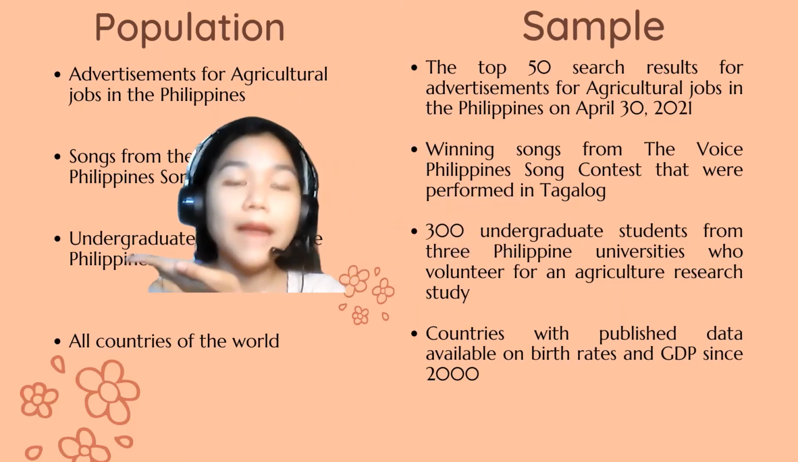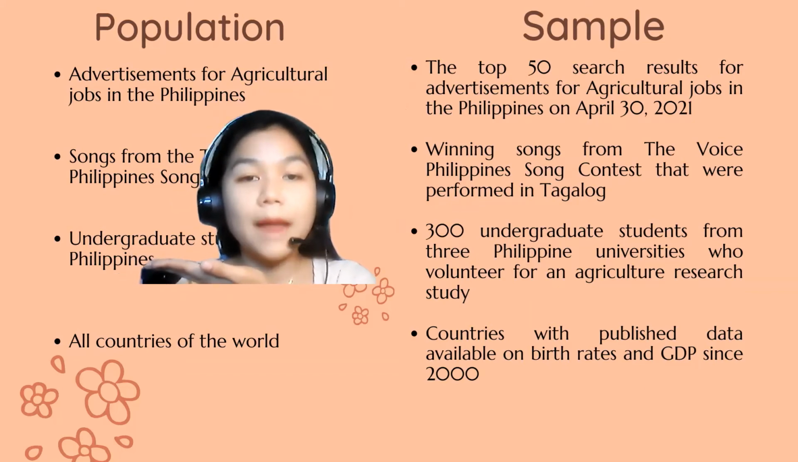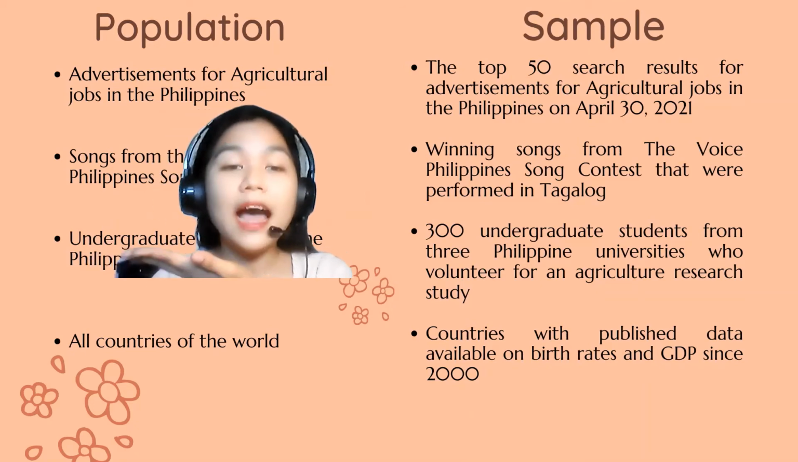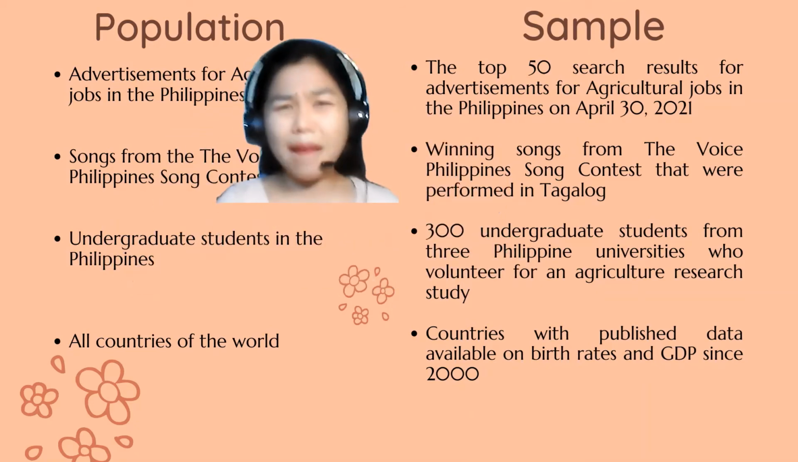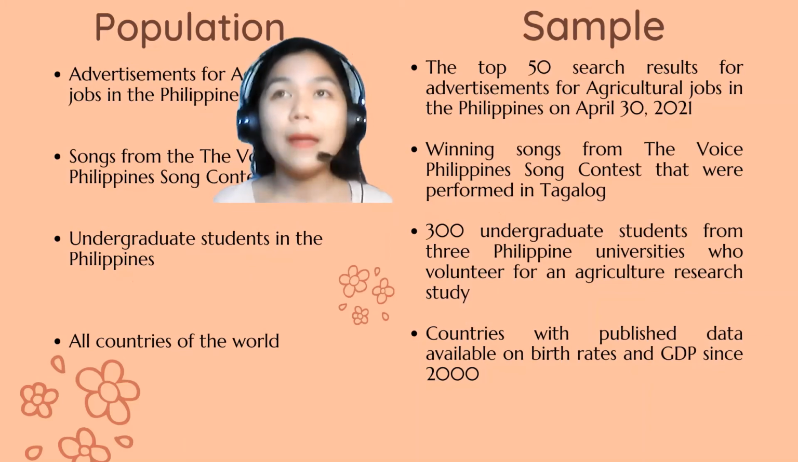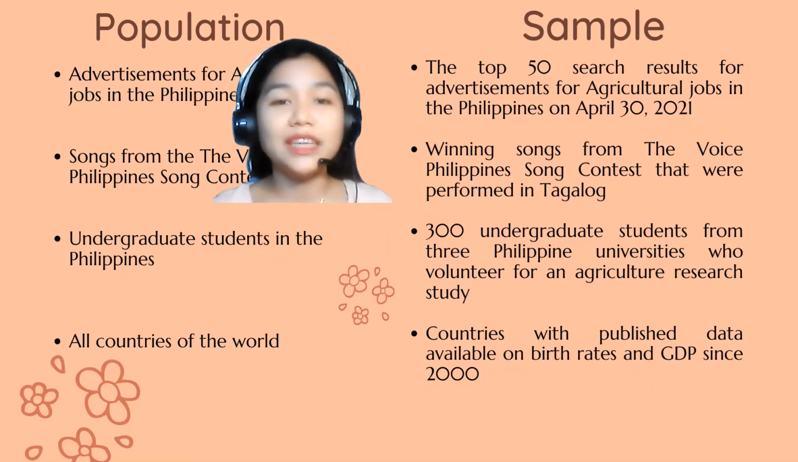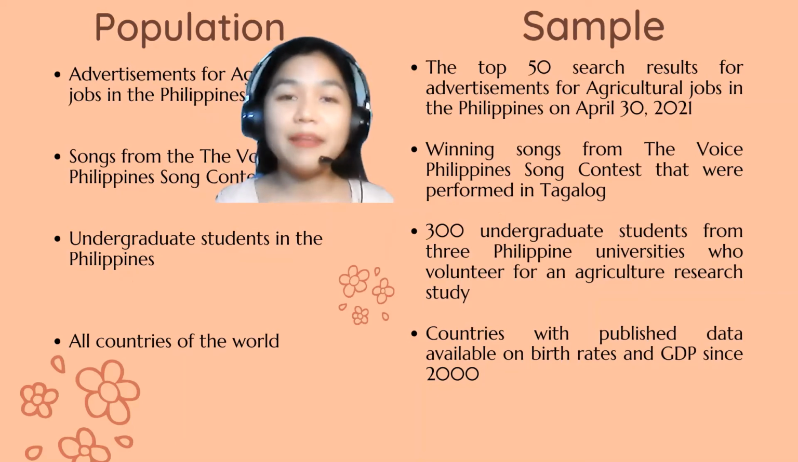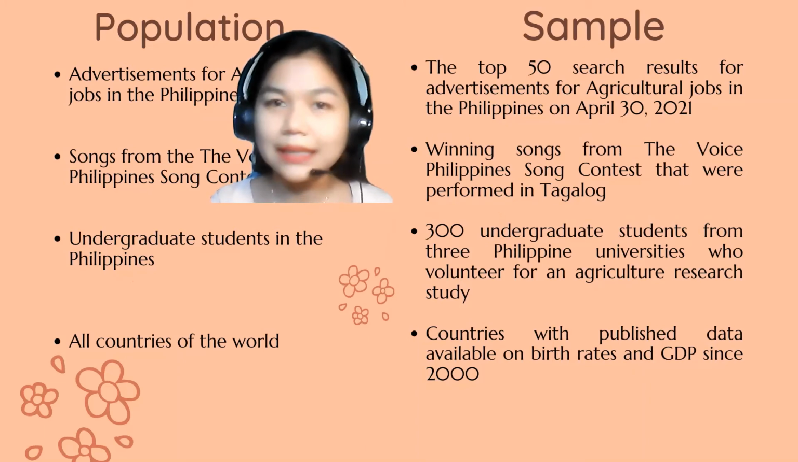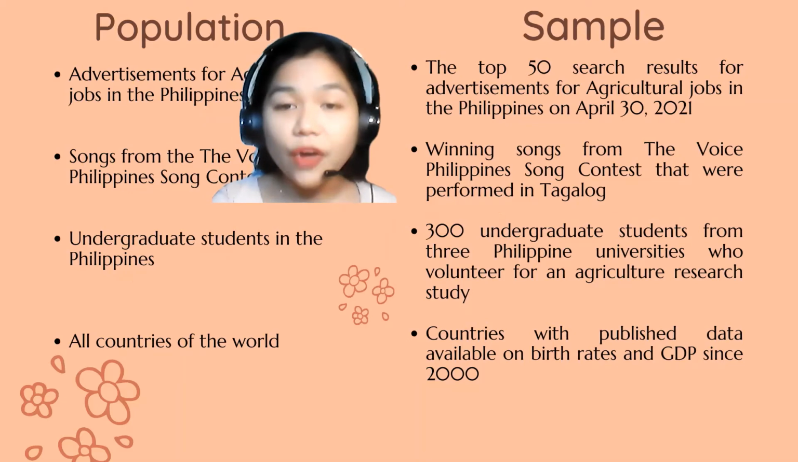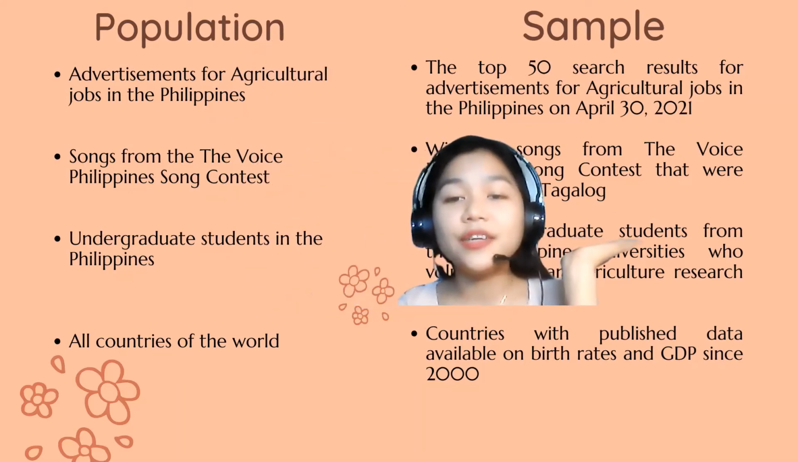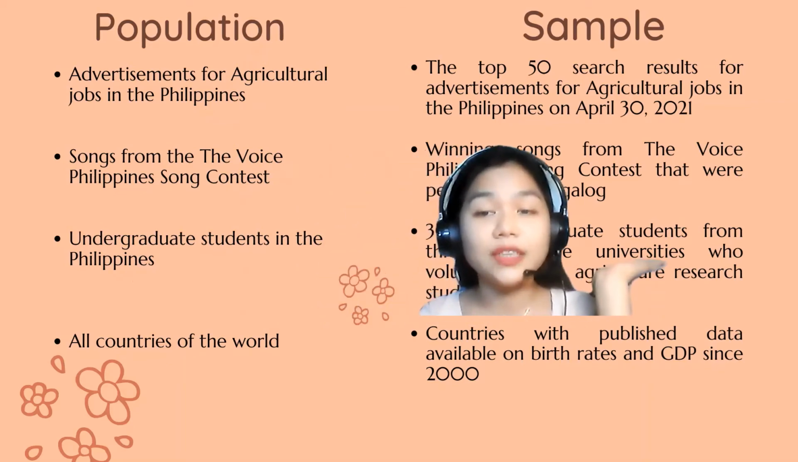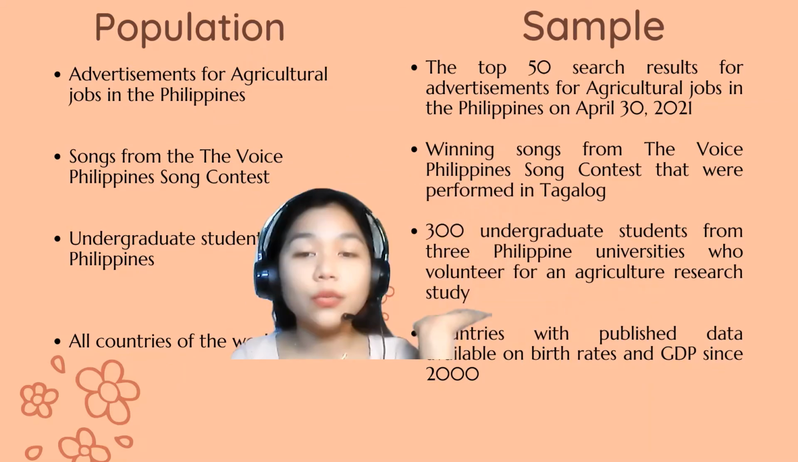Then another part of the parameter or population is this. Parameter used to describe the population again. Undergraduate students in the Philippines. Ang dami kaya, ang daming universities. Hello, may SUCs, may private, may community colleges. Talagang mawiwirla ka kung gagawa ka ng survey sa entire student population ng Pilipinas. Hello, ang dami-daming isla, okay? Ang dami-daming regions, ang dami-daming schools. So why not focus on the 300 undergraduate students from 3 Philippine universities who volunteer for an agriculture research study.